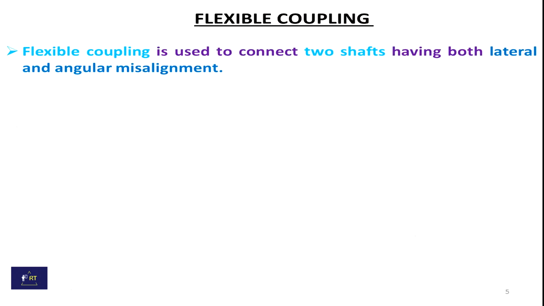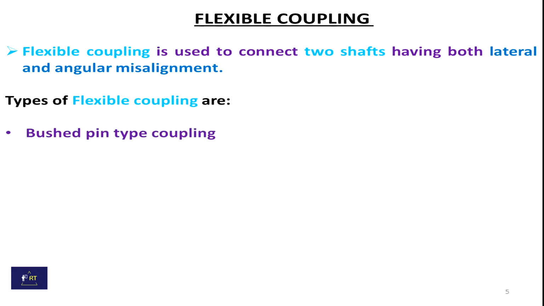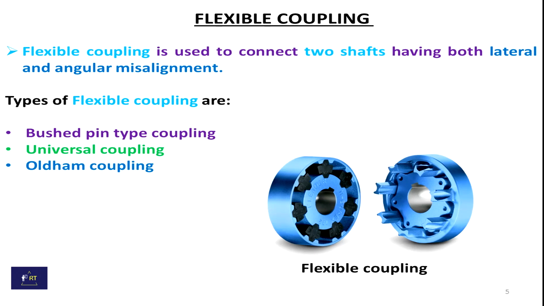Next is flexible coupling. Flexible coupling is used to connect two shafts having both lateral and angular misalignment. Types of flexible coupling are bush pin type coupling, universal coupling, Oldham coupling, and this is the image of flexible coupling.